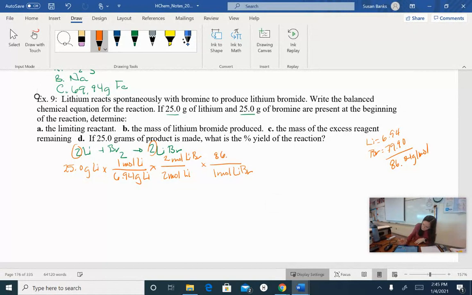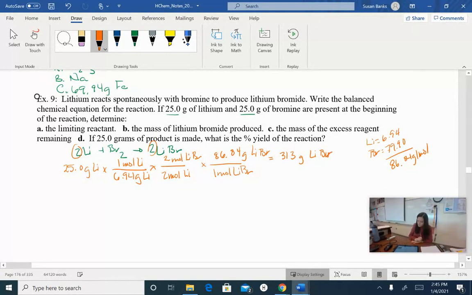So we're going to use that: 86.84 grams of lithium bromide. Now I've got 3 sig figs here. So when I do the math, I'm going to take 25 divided by 6.94, multiplied by 2 divided by 2, or you could just skip over that because it reduces to 1, multiplied by 86.84. That will give me 313 grams of lithium bromide.